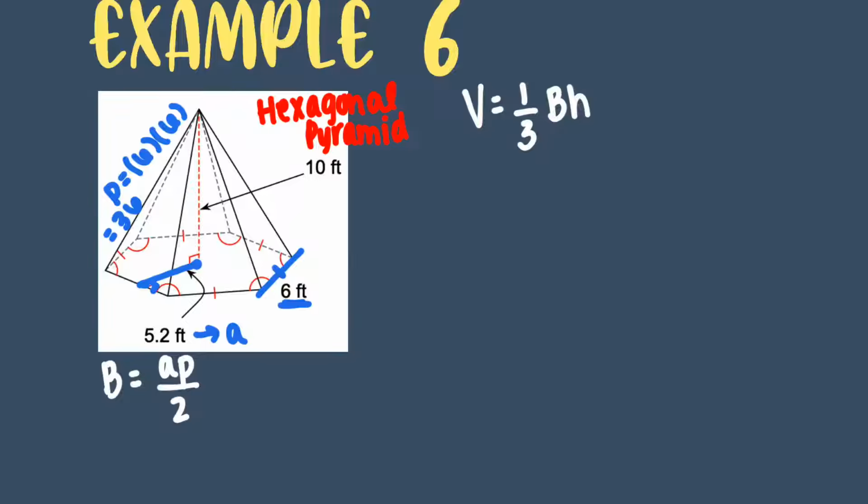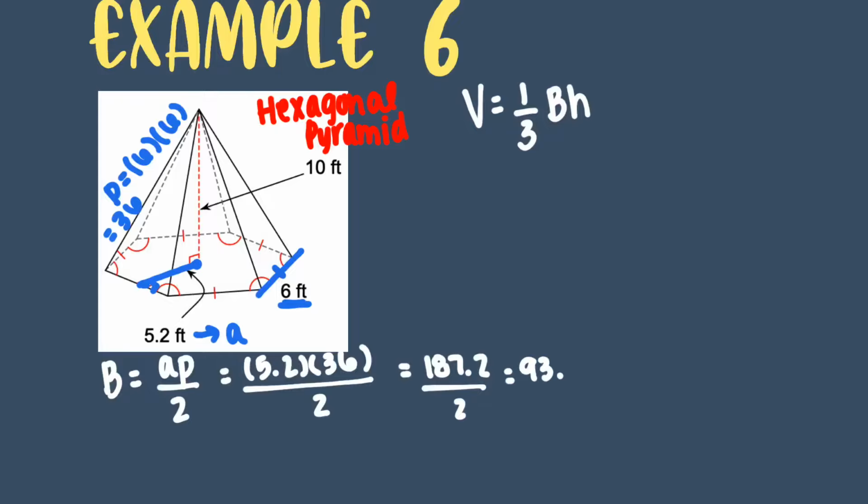So I can plug everything into that area of the base formula. So my apothem, 5.2, times my perimeter of the base, 36, divided by 2. 5.2 times 36 gives me 187.2. And you still have to make sure you divide that by 2, to give you 93.6 for the area of your base.